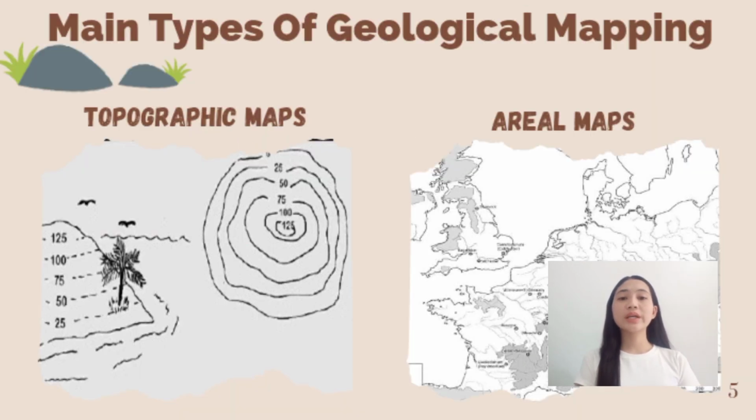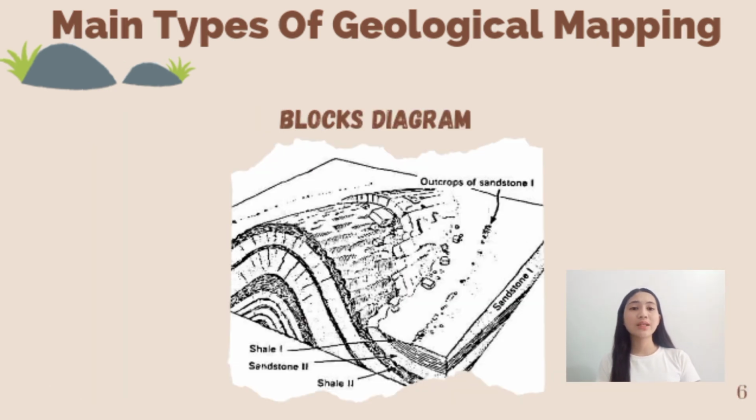So the first one is topographic maps. A topographic map uses contour lines to show elevation. It shows a three-dimensional world in two dimensions by using contour lines. The second one is aerial maps. It shows a two-dimensional view of the location by using X and Y coordinates, and may be used for showing and comparing different aspects. So the third one is the Black's diagram.